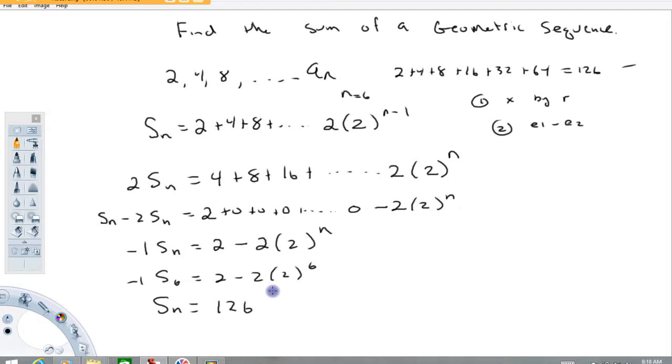And if you solve that for the sum, you get 126. If you're following along and you put this in your calculator, you actually get negative 126, but then you have to divide it by a minus sign. And you notice that that 126 matches our previous work. All right, so that's kind of the method.